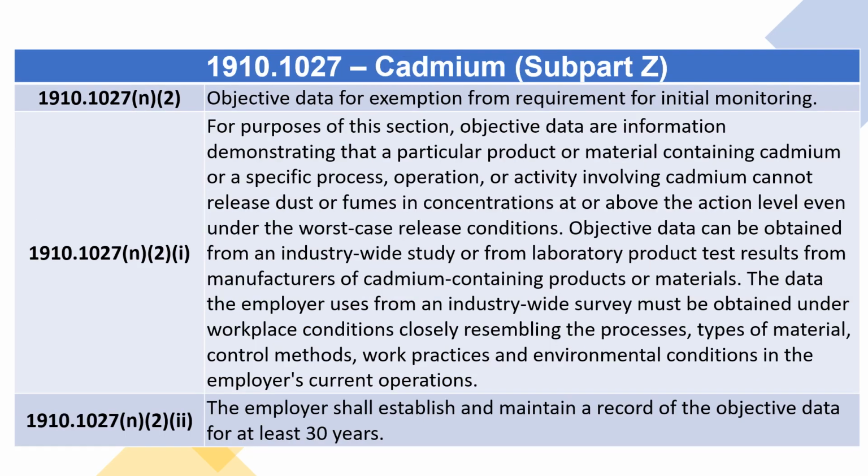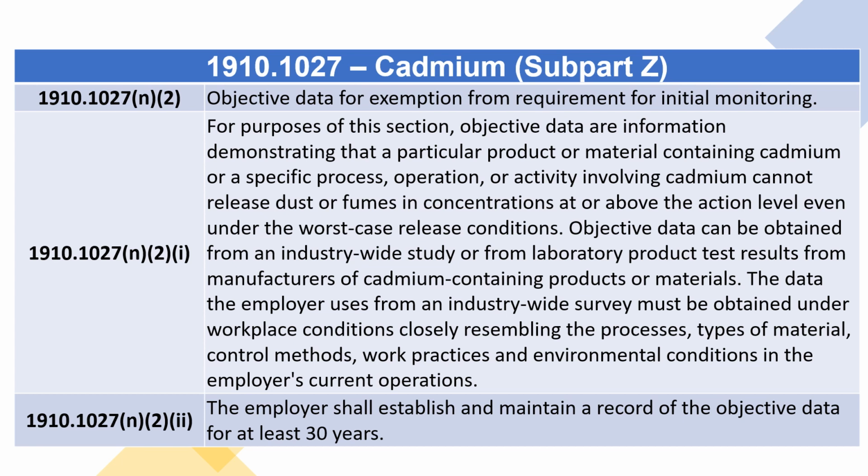1910.1027 N. 2. Objective data for exemption from requirement for initial monitoring. 1910.1027 N. 2 I and 2. For purposes of this section, objective data are information demonstrating that a particular product or material containing cadmium or a specific process, operation, or activity involving cadmium cannot release dust or fumes in concentrations at or above the action level even under the worst-case release conditions.